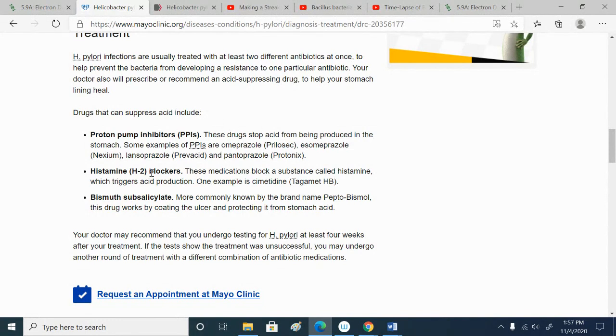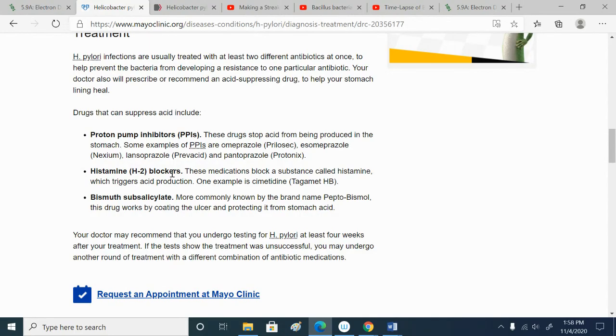Now, interestingly, histamines can actually help to reduce stomach acids as well. So we take histamine blockers. We take antihistamines for allergies, but certain antihistamines can also reduce stomach acid. Like cimetidine, brand name Tagamet, can help to reduce stomach acid. Or if you're familiar with Pepto-Bismol, bismuth subsalicylate can help to protect your stomach, to reduce the acid that's already been produced. So there are certain treatments, and of course, antibiotics.